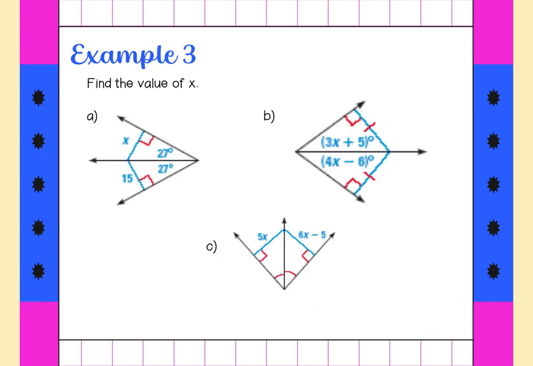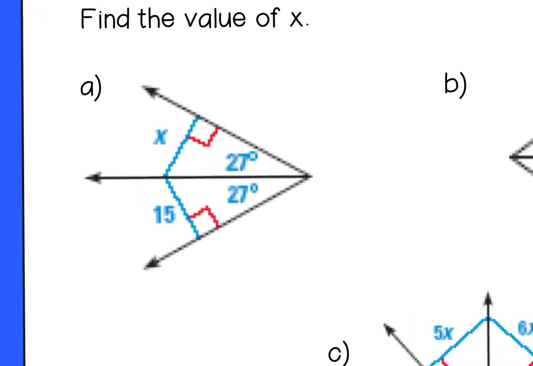So example 3 says, find the value of X. In each of these diagrams, if I look at just A first, so I've got the angle bisector, and I know it's true because these are both 27. And if it bisects that angle, then it is equidistant from the sides of that angle. These right angles show me that this is congruent to this, so X equals 15.